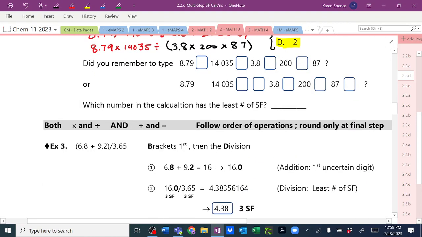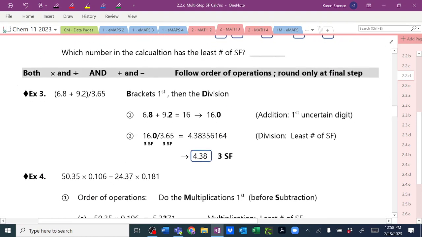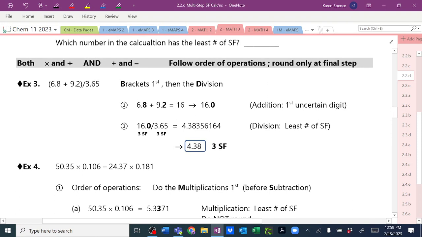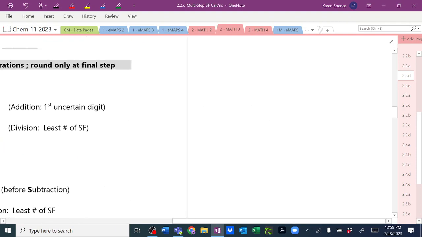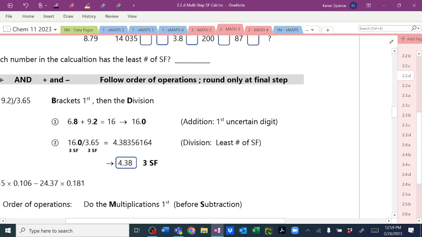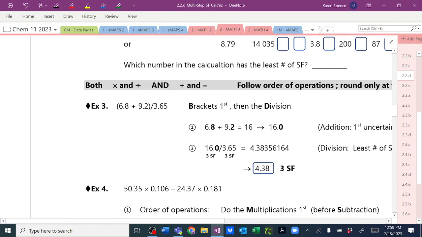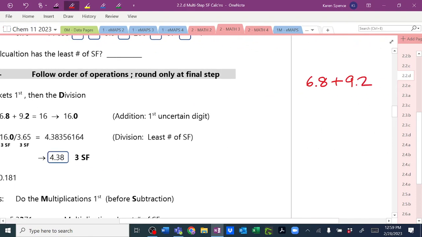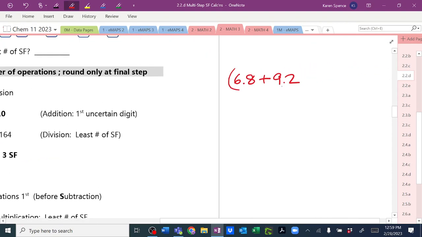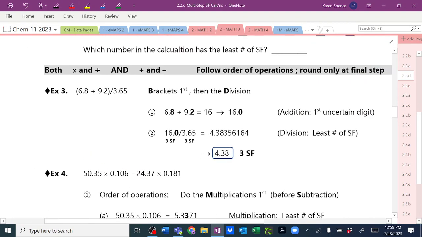All right. Now, both multiplying and dividing and adding and subtracting. For this next part, if you don't want to do the black diamond stuff, you can ignore step 3, or step 2. But the individual steps will actually be useful to you. So we have 6.8 plus 9.2 divided by 3.65.